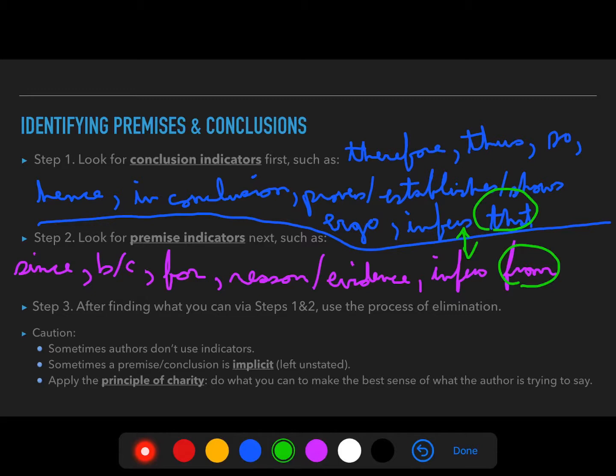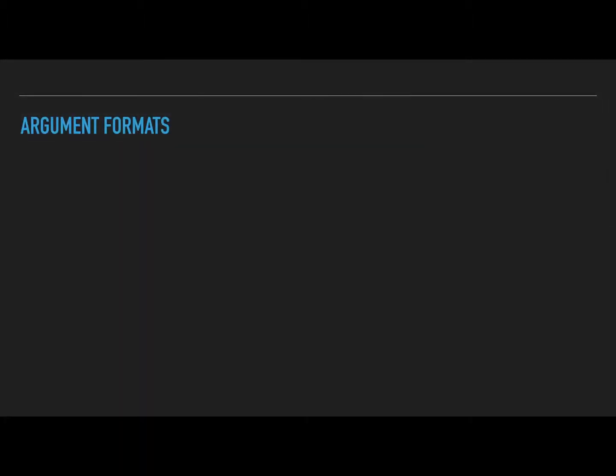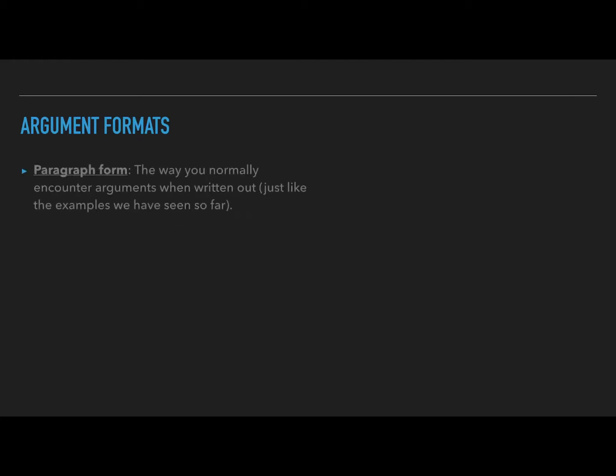All right? So don't worry too much about those cautions right now. It's just worth being aware of them. We're going to start simple first. Now, I do want to say a few things about argument format. Often you'll see arguments in what's called paragraph form. This is just how you normally see arguments, written out one sentence after the other, like we've seen so far.